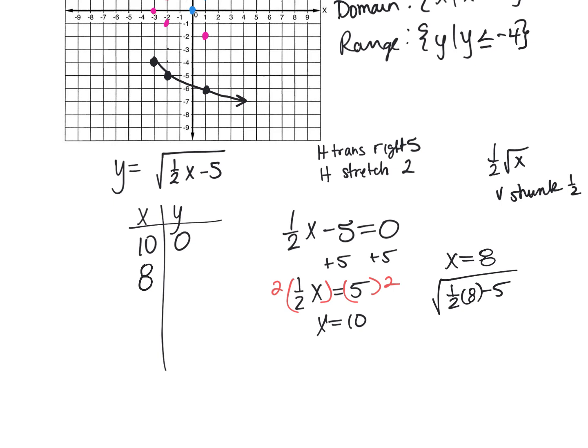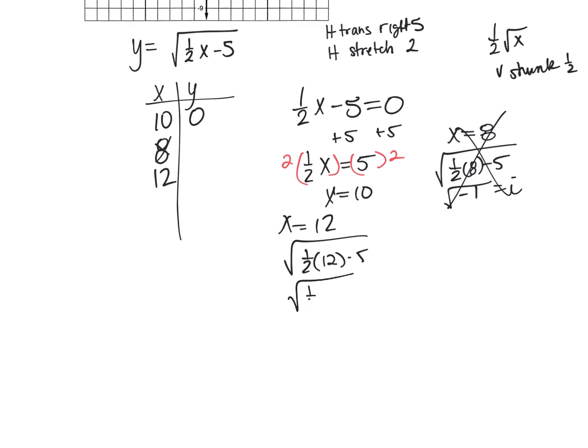Why am I picking a number smaller? What's wrong with this? It's negative, right? I picked a smaller number. That's not going to work for us, is it? Because it's going to be greater than. That's negative 1. That's imaginary. That's not a good choice. How about 12? Let's plug in x equals 12. 1/2 times 12 minus 5. That's 6 minus 5, which is the square root of 1, which is 1. That's better. 12, 1.